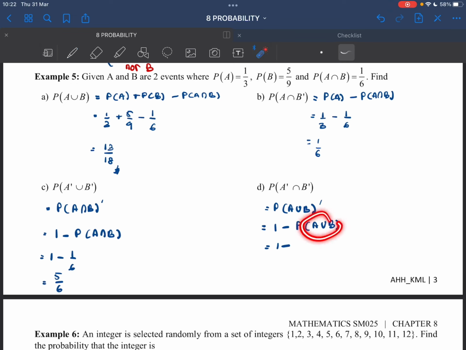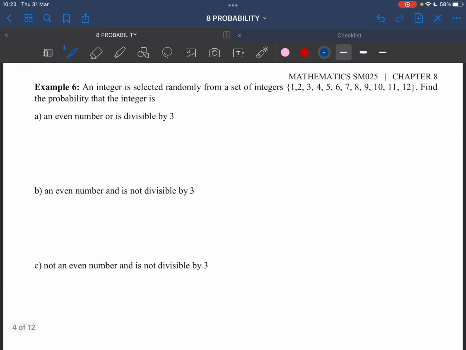So P(A union B) is from question A, 1 minus 13 over 18. And here we'll have 5 over 18. Okay, very simple. That is the introduction, how to use the formula of union and intersection. Now let's see Example 6.